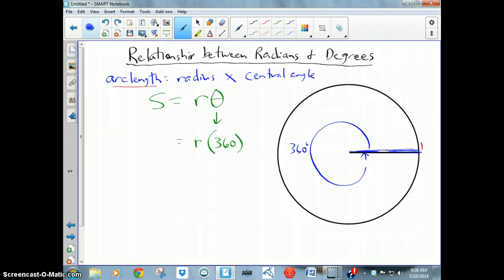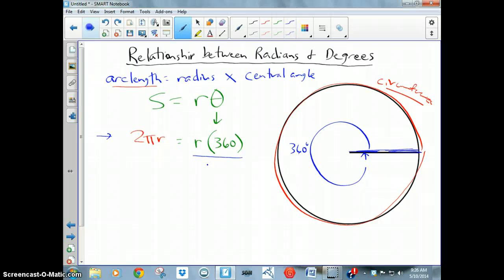Well, let's talk about the arc length. The arc length, which is the red line going all the way around, what is that called? That's called the circumference. And you learned a long time ago how to find the circumference of a circle. That is 2 times pi times the radius. Well, very simply, there's my formula.